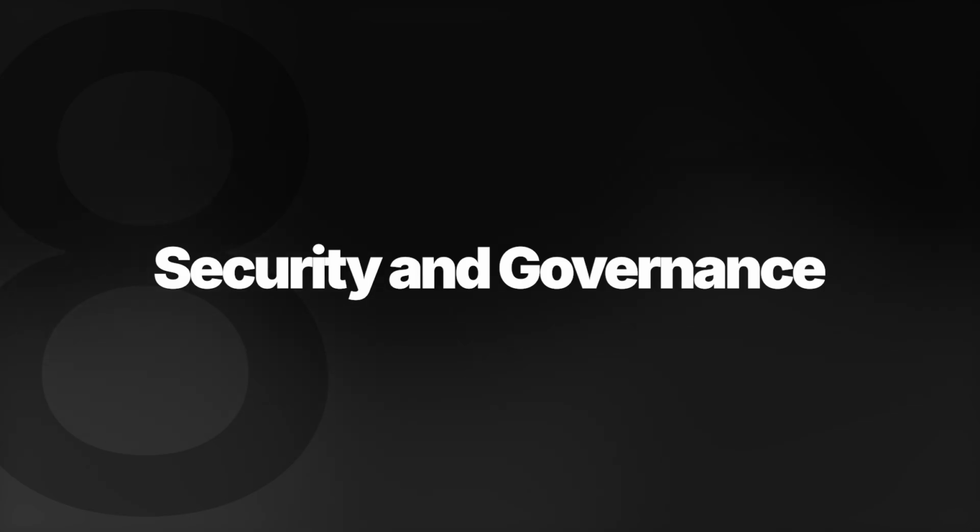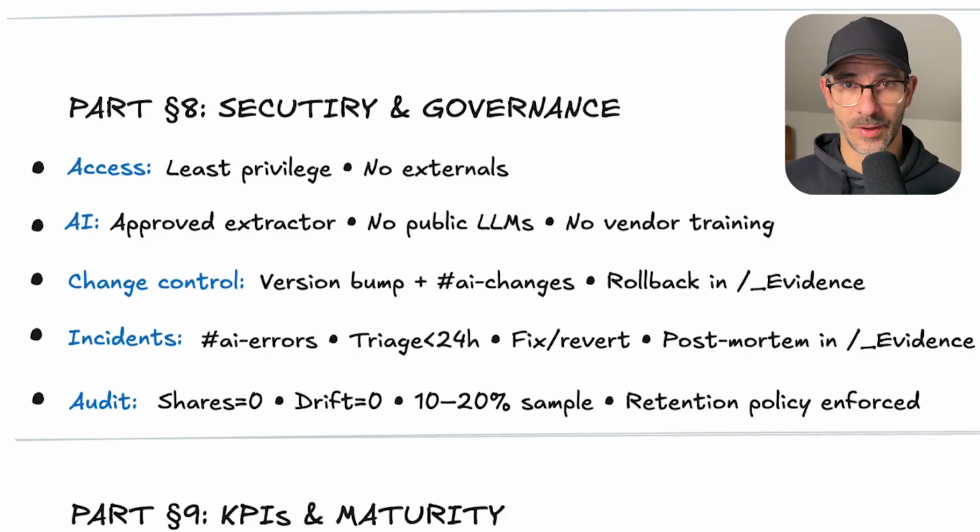Step number 8 is security and governance. Governance ships with the workflow and not later. We keep it small team sample. Clear roles, safe AI use, change control, and an incident loop. You don't need a 50-pager.